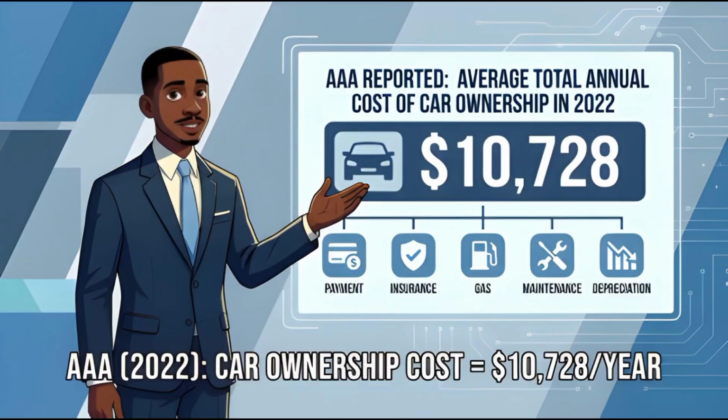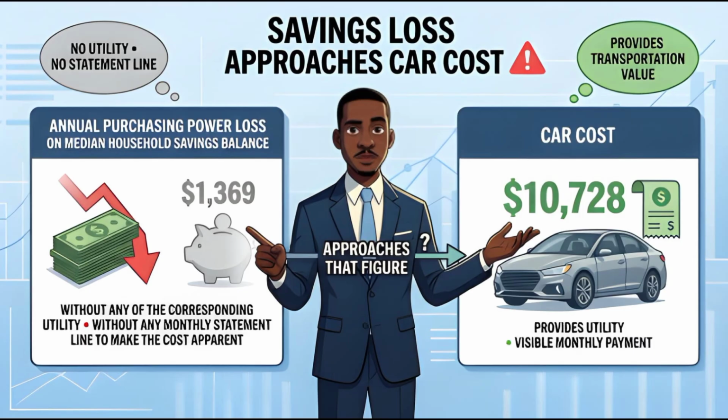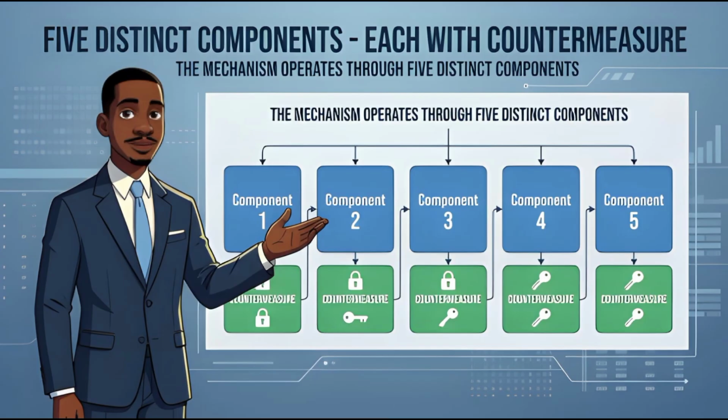For reference, the AAA reported the average total annual cost of car ownership in 2022 at $10,728. The annual purchasing power loss on a median household savings balance approaches that figure, without any of the corresponding utility and without any monthly statement line to make the cost apparent. The mechanism operates through 5 distinct components, each with its own countermeasure.